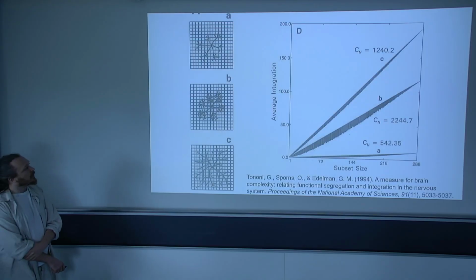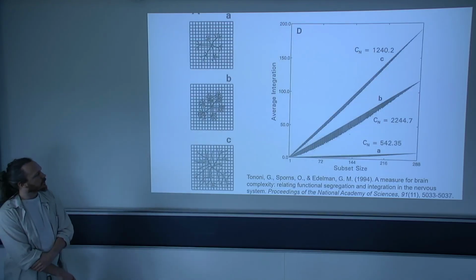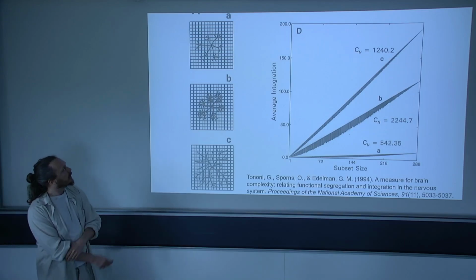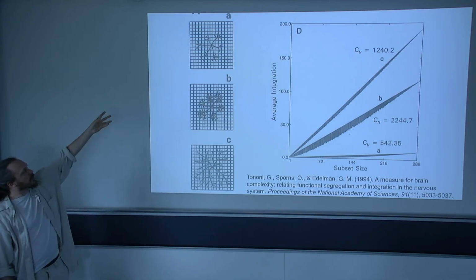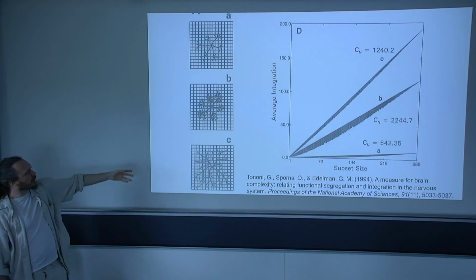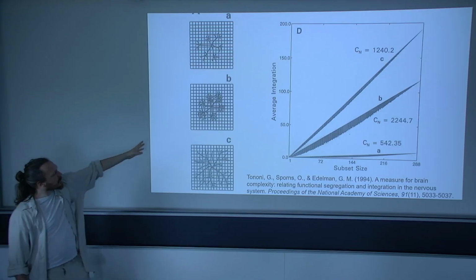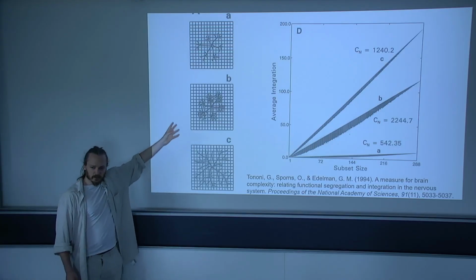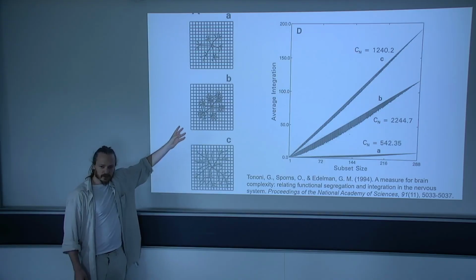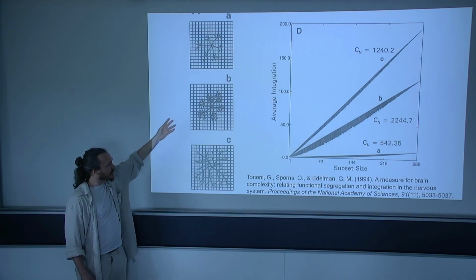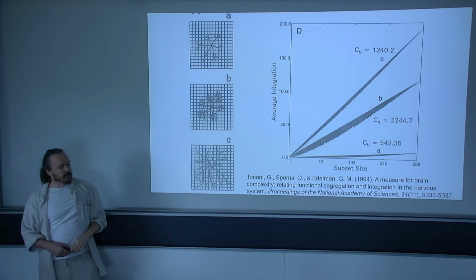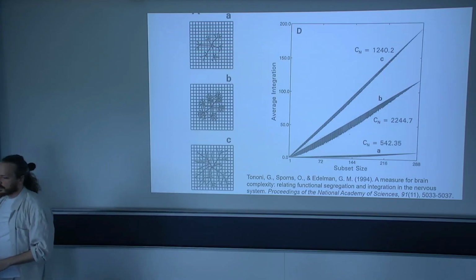Also, this is from the original paper with some different schematic network connectivities, and you can see here that for the B network, which they didn't look at, but is potentially a bit small world, you have high complexity and lower for the other ones.